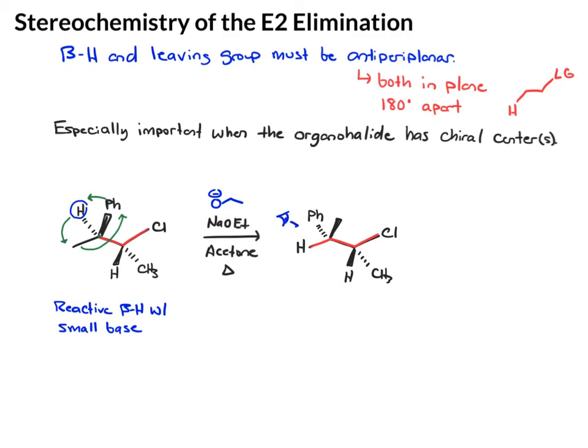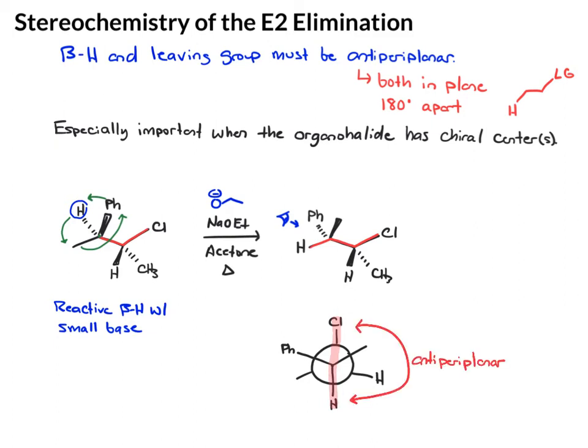If we view along this bond here, I'll have the back carbon and the front carbon. On the back carbon, I have the chlorine straight up. Then I have the methyl and the hydrogen. On the front carbon, I have the hydrogen straight down, the methyl, and the phenyl. And you can see that the chlorine, my 2 carbons, and the hydrogen are all in the same plane.